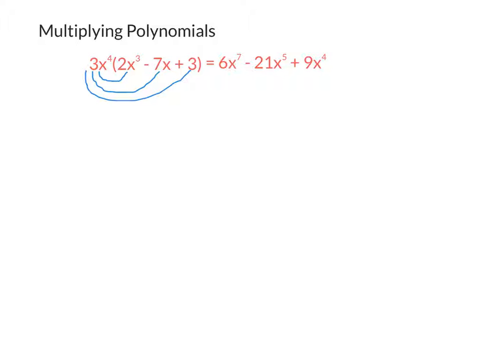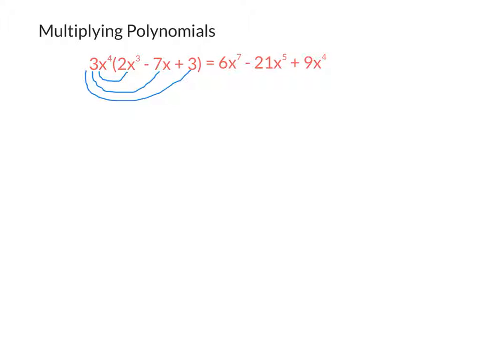6x to the seventh minus 21x to the fifth plus 9x to the fourth. Now, whenever you're doing this, remember your laws of exponents. When you're multiplying, for example, the first term, 3x to the fourth times 2x to the third, what do we do with the exponents? We add them, okay? So 3 times 2 is 6. Then we add the exponents, which gives us 6x to the seventh.